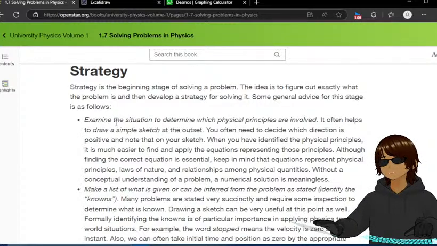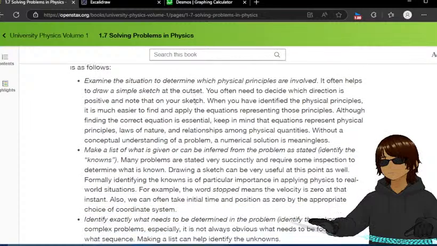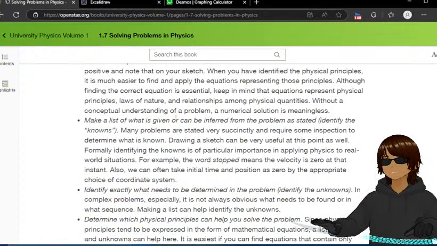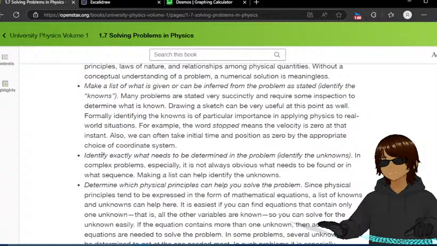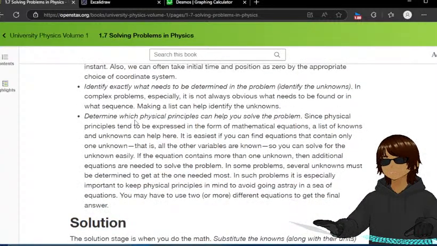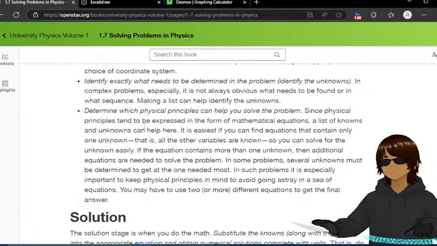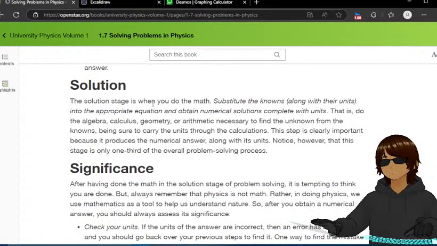It often helps to draw a simple sketch at the outset. Make a list of what is given or can be inferred from the problem as stated. Identify exactly what needs to be determined in the problem. Determine which physical principles can help you solve the problem. The solution stage is when you do the math, substitute the knowns, enter the appropriate equation, and obtain numerical solutions complete with units.